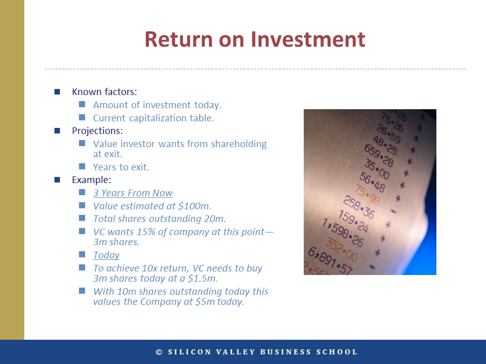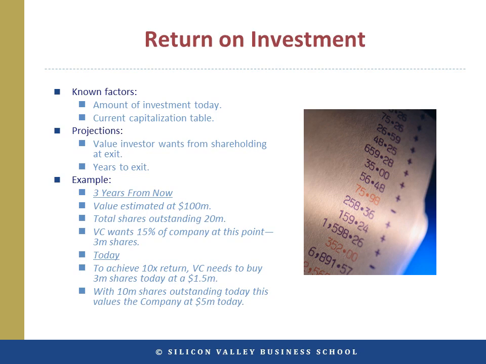If it's going to achieve a 10x or 1000% return on investment, the VC needs to buy 3 million shares today at a price of $1.5 million. So with 10 million shares outstanding today, before shares are sold in later rounds, this sets a value for the company today of $5 million.